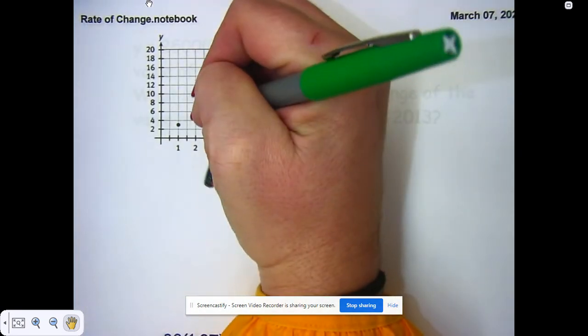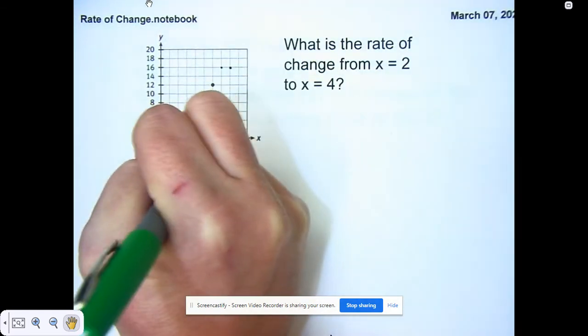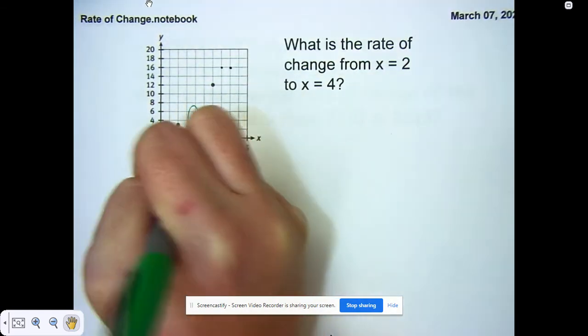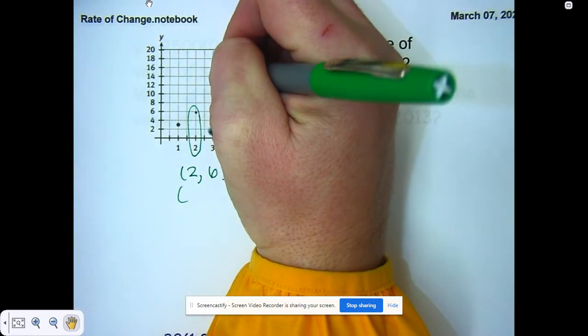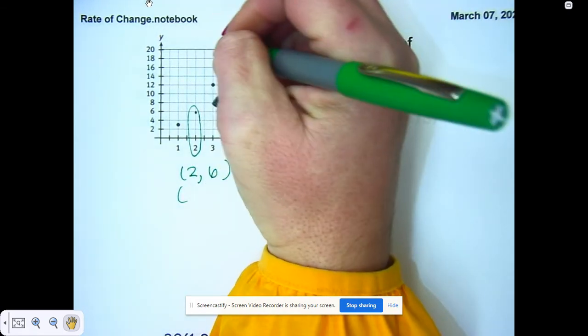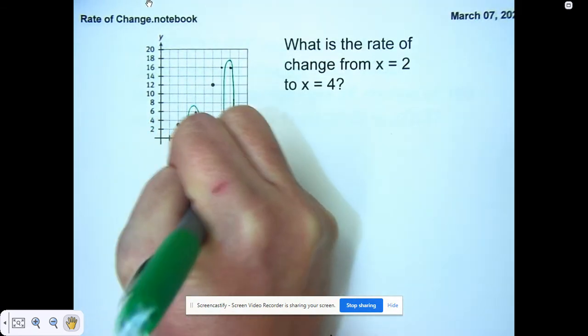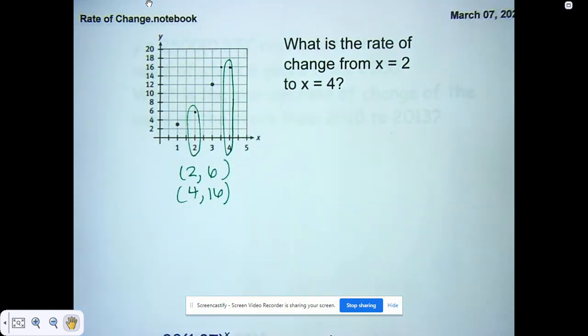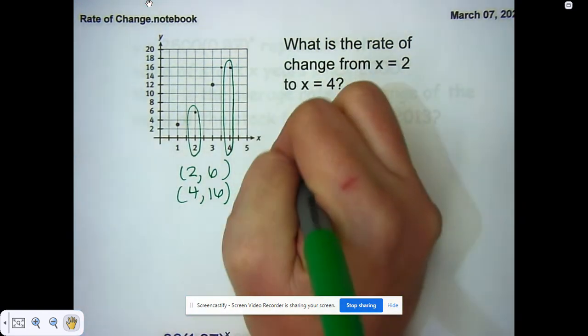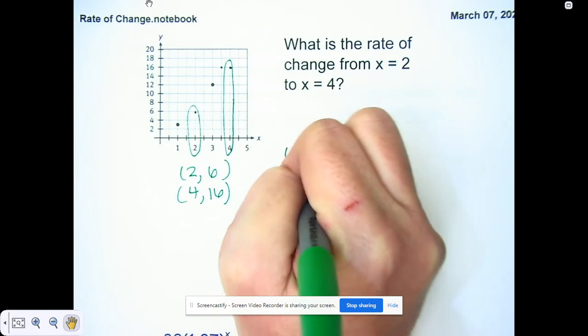All right, 2 to 4. So right here with 2, we'll make that 6. And with 4, we'll make that 16. Okay, so again, you can always do y minus y, so 6 minus 16 over x minus x.